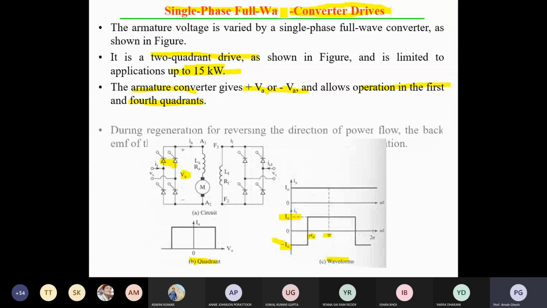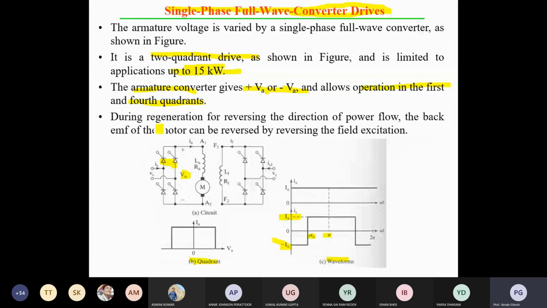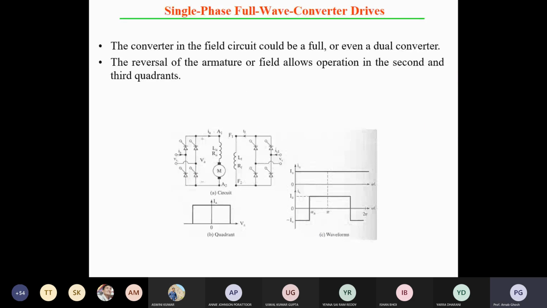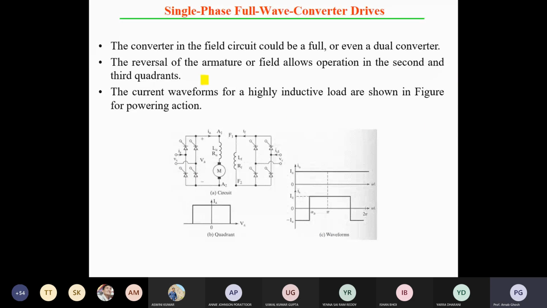During the regeneration, for the reversing of the direction of the power flow, the back EMF of the motor can be reversed, and the field excitation reversed. Okay, so that will be changed. Here you can see the single phase full wave converter drives. The converter in the field circuit could be a full and even a dual converter. The reversal of the armature or the field allows the operations in the second and the third quadrant.